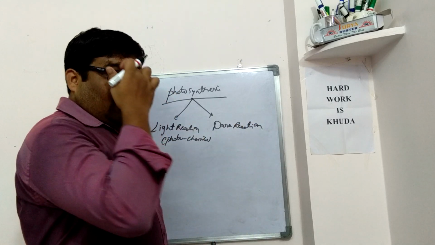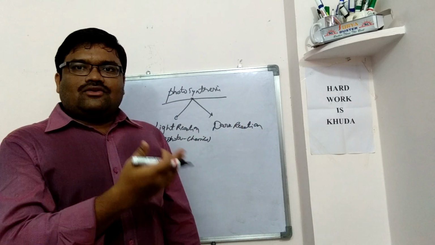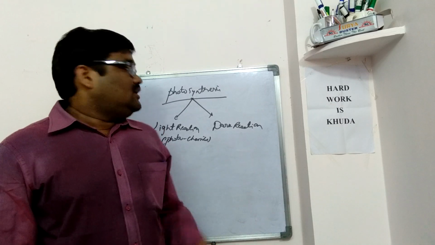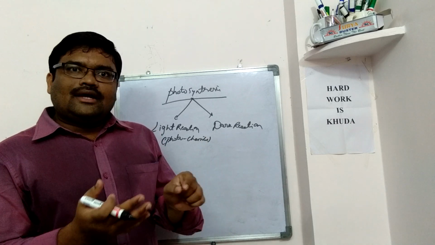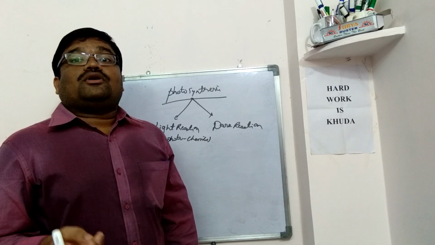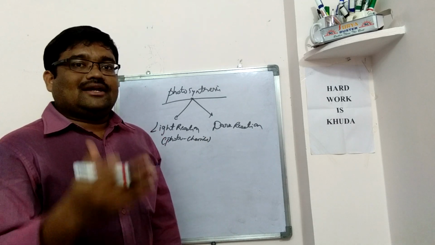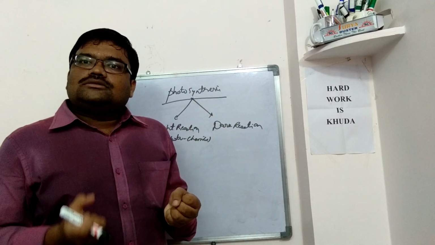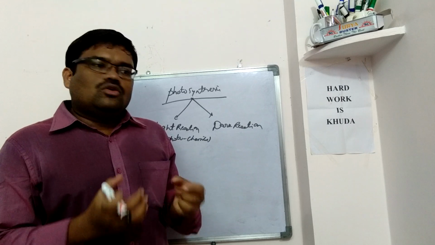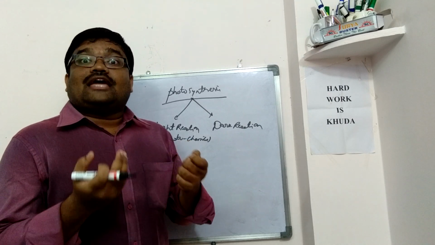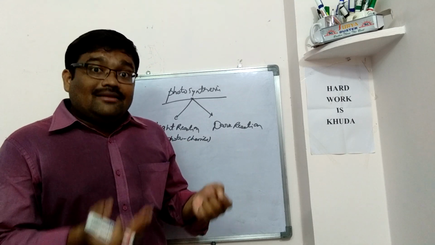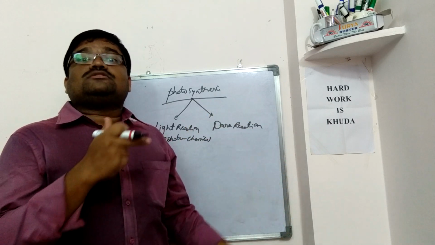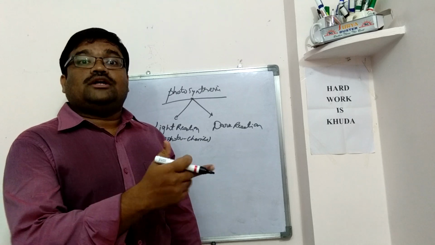Now, what exactly is the light reaction, the photochemical reaction? It is a light driven process. Dark reaction means they do not depend directly on the light, but on the products of light reaction. What I mean to say is, light reaction involves steps like trapping of light, splitting of water, and formation of energy intermediates like ATP and NADPH. These ATP and NADPH will be utilized in the dark reaction for the synthesis of sugars. That's how they interlink.